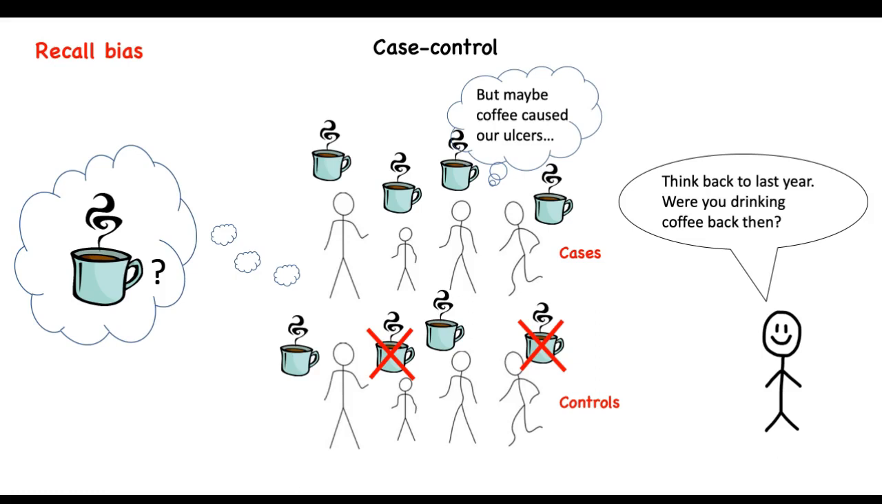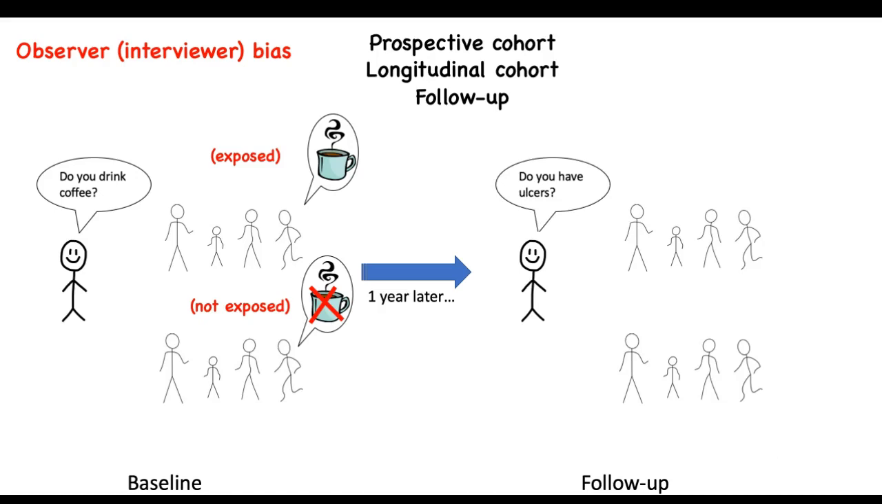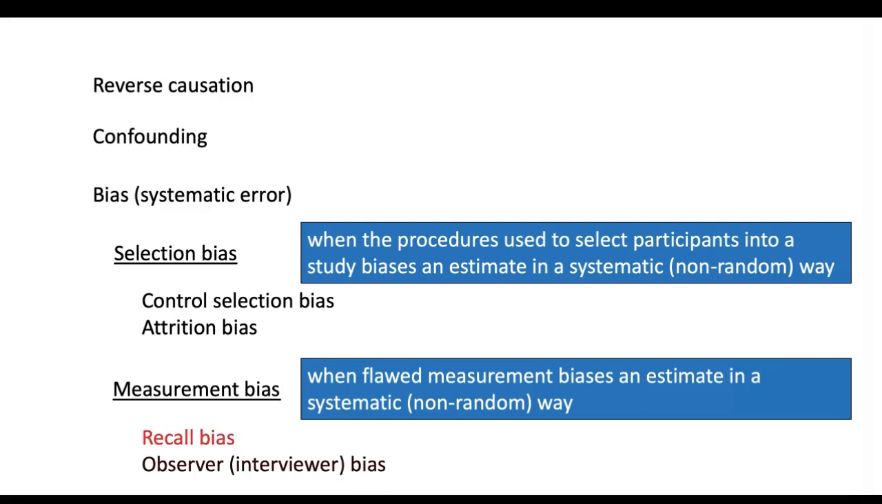Another type of measurement bias can occur in any kind of study. With observer bias or interviewer bias, the researcher ends up collecting data, whether consciously or subconsciously, that they expected to find. This type of bias can be mitigated by training interviewers to use standard procedures. Both recall bias and observer bias are examples of measurement bias, in which flawed measurement of either the exposure or the disease can bias estimates.